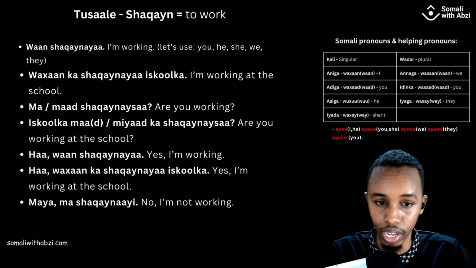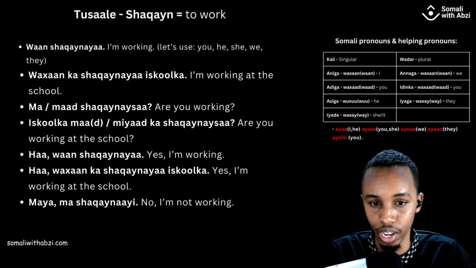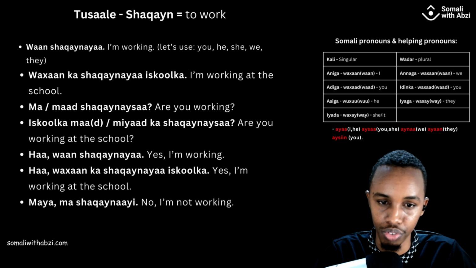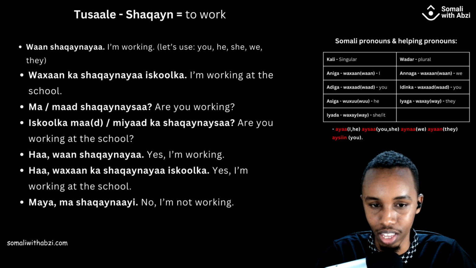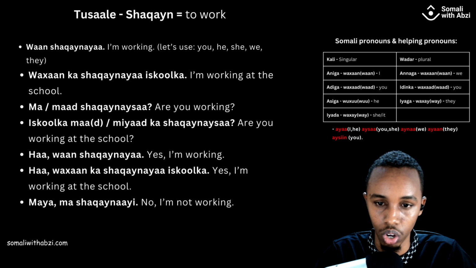And then the next I can try is you. So you and she are same ending, aysaa. But the beginning is different. For you is waxaad. So waxaad ka shaqaynaysaa iskoolka. That's you're working at the school. And then she, waxay. Waxay ka shaqaynaysaa iskoolka. And then we is waxaan at the beginning and aynaa at the end. So waxaan ka shaqaynaynaa iskoolka. We're working at the school. And then they at the ending is ayaan. And the beginning was waxay. So waxay ka shaqaynayaan iskoolka.